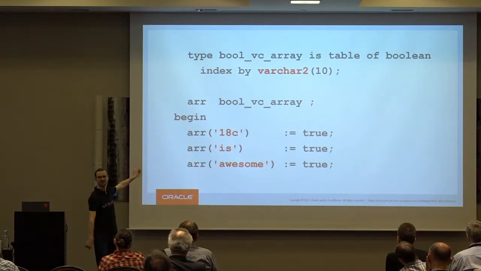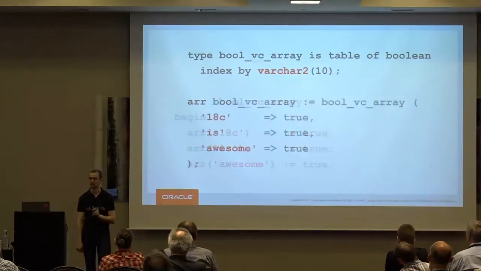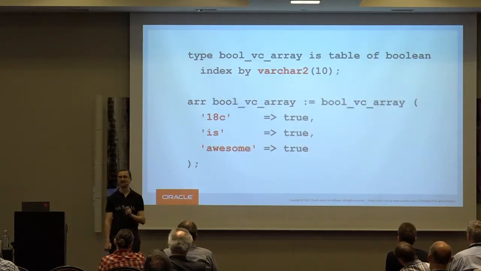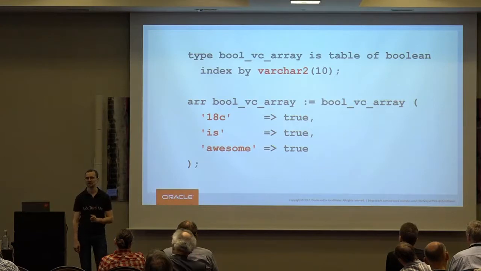So we're doing a lot of typing here, duplicating things. We now have an implicit constructor for that type. So bool VC array is also a constructor, and we can do something like this instead. So it's a single call to initialize everything in one pass. Nice little simplification feature. Like I say, this also applies to records as well.